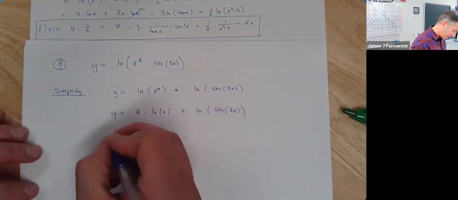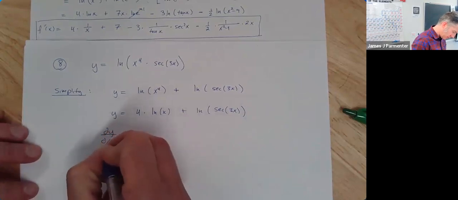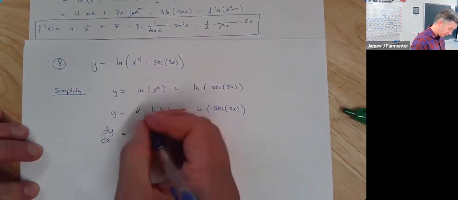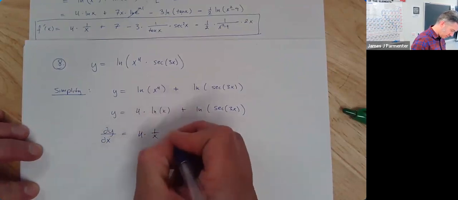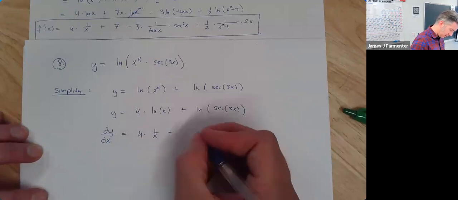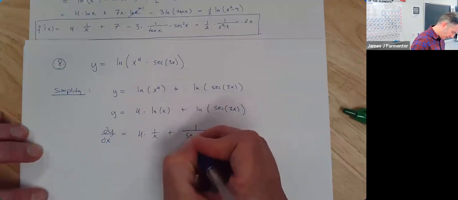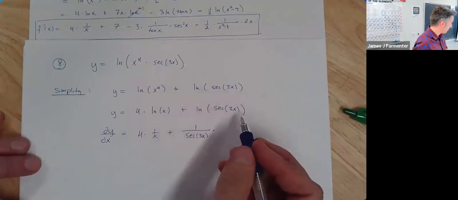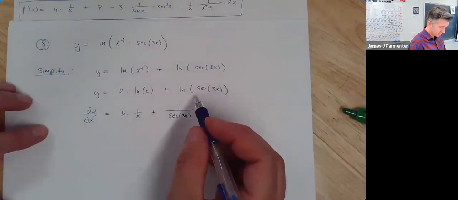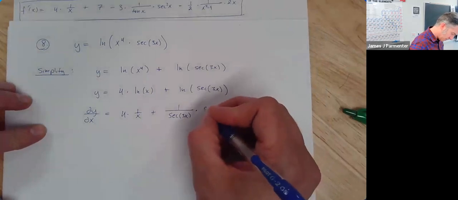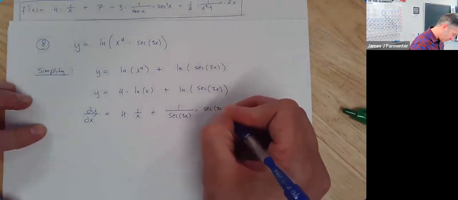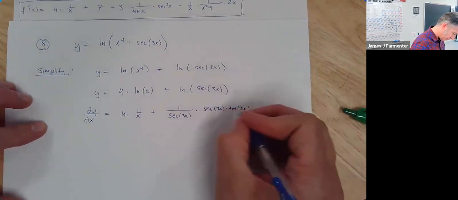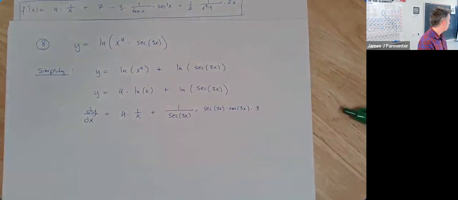And now we're finally ready to take the derivative. dy dx is going to be 4 times the derivative of the natural log of x, which is 1 over x. Plus the derivative of the natural log of some stuff is 1 over the stuff times the derivative of the stuff. And the derivative of secant of 3x is going to be, well, the secant of something is secant of that thing times tangent of that thing times the derivative of that thing, which is 3.